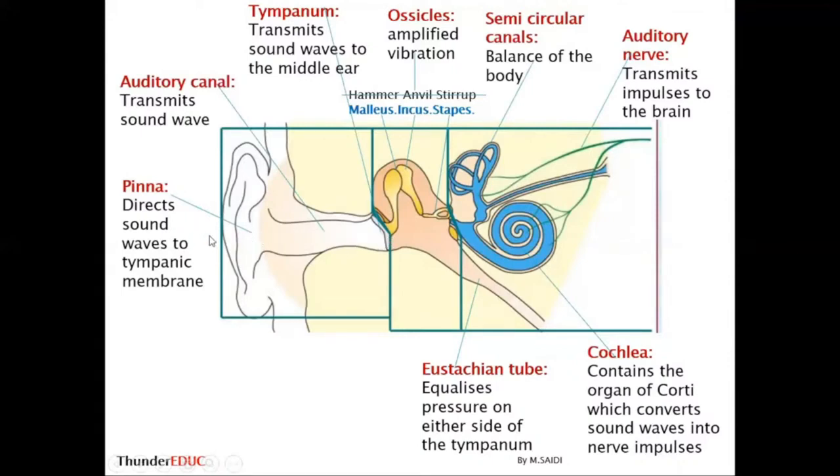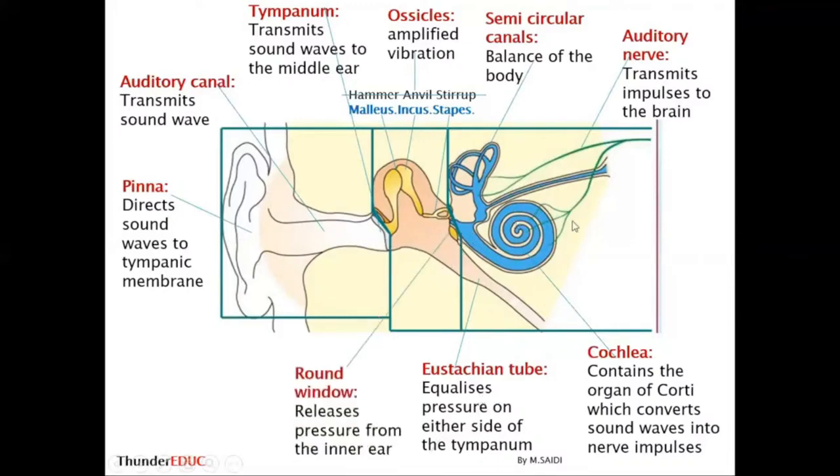And if there is low pressure on this side, then this side must also be lowered, so that the pressure is equalized. But if the pressure on one side is greater than on the other side, it might cause the tympanic membrane to rupture. Therefore, the eustachian tube is very important in protecting the tympanic membrane by equalizing the pressure on either side of it.